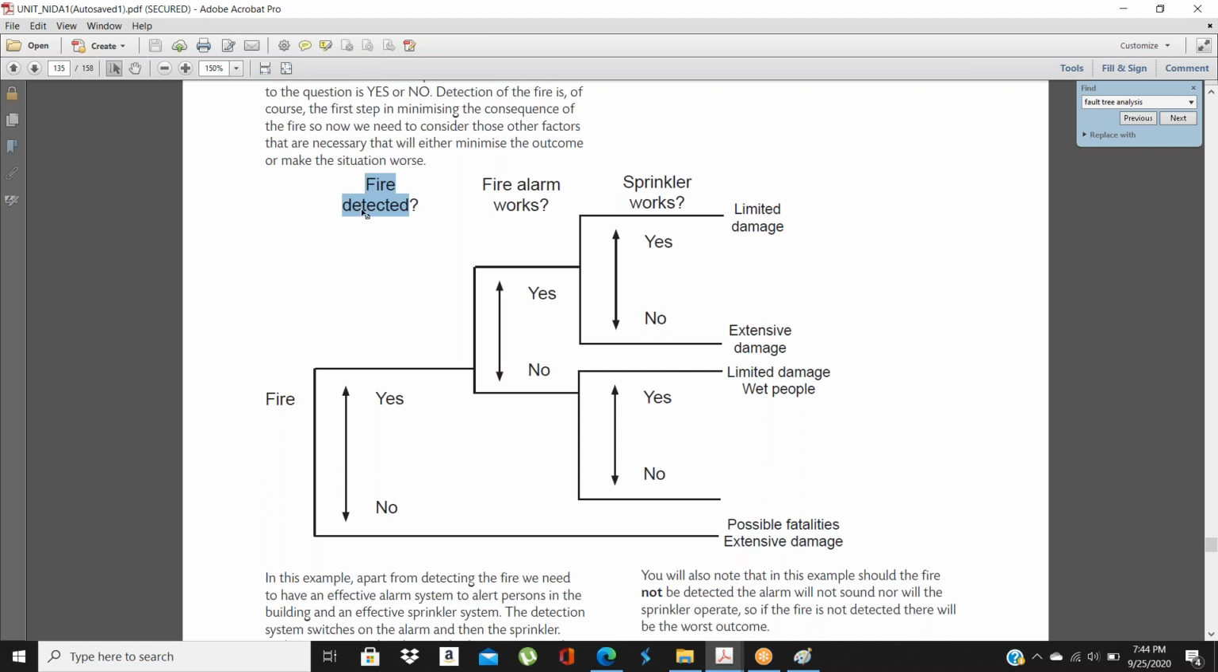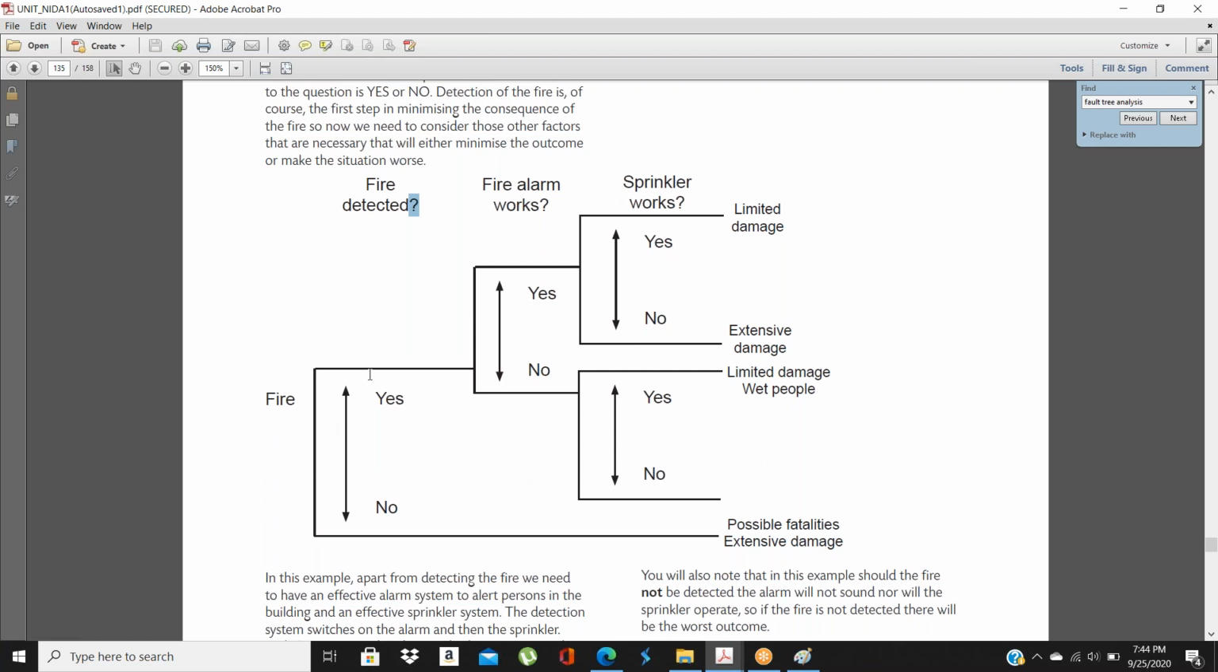Let's suppose here this is 1 fire detected. There is a question mark. Detected, yes or no? If yes, we will go for further branches. If no, we will go directly for the consequences, that is, what are the possible damages. Possible damages may be your property, maybe the employees, maybe some money, maybe other things. So we will consider the possible damages.